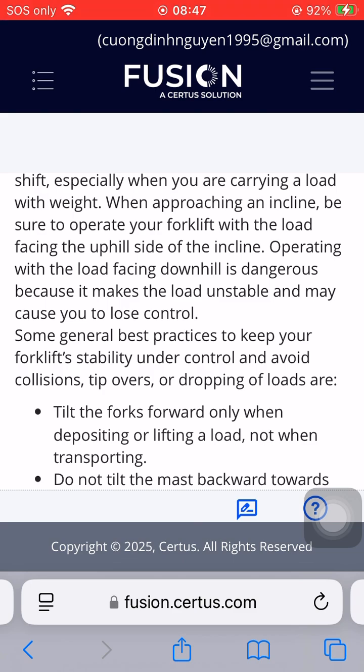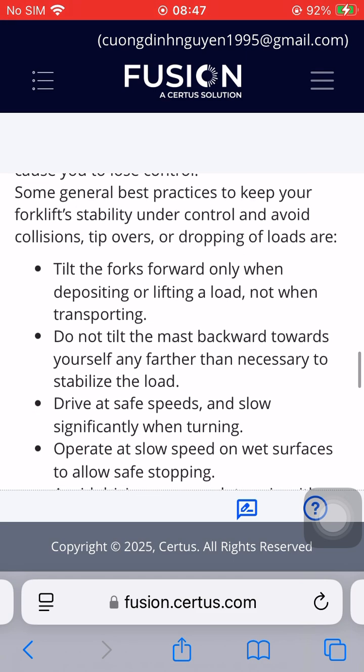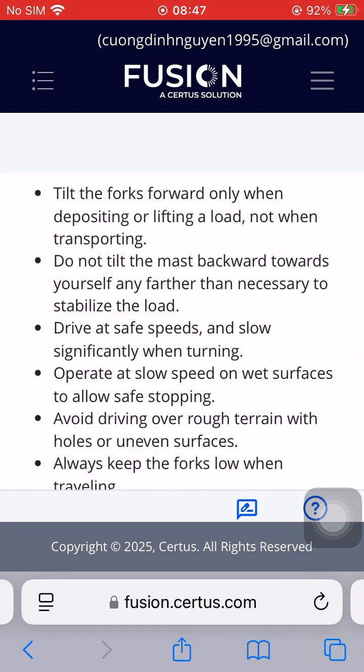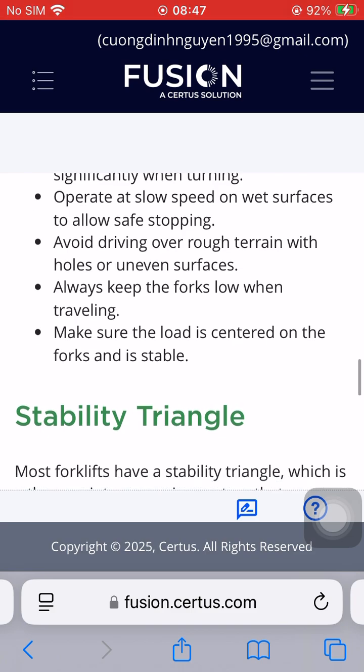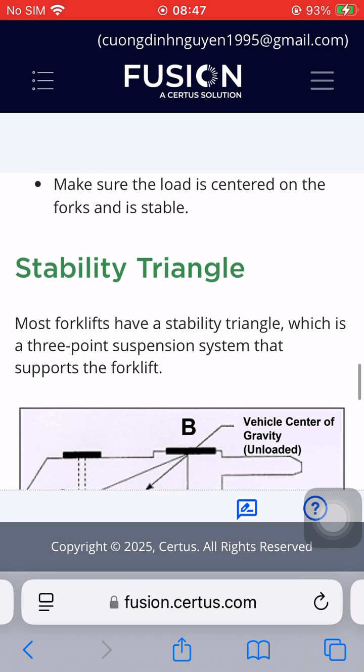Some general best practices to keep your forklift stability under control and avoid collisions, tip-overs, or dropping of loads are: tilt the forks forward only when depositing or lifting a load, not when transporting. Do not tilt the mast backwards towards yourself any farther than necessary to stabilize the load. Drive at safe speeds and slow significantly when turning. Operate at slow speed on wet surfaces to allow safe stopping. Avoid driving over rough terrain with holes or uneven surfaces. Always keep the forks low when traveling. And make sure the load is centered on the forks and is stable.